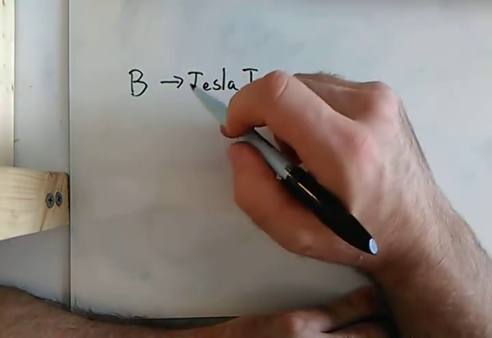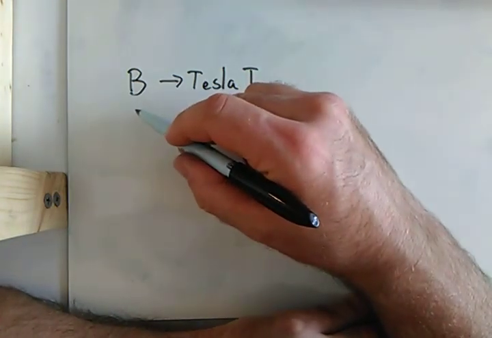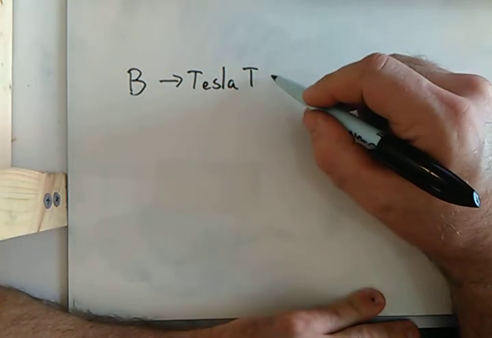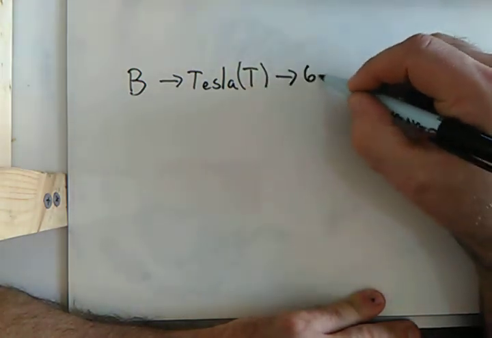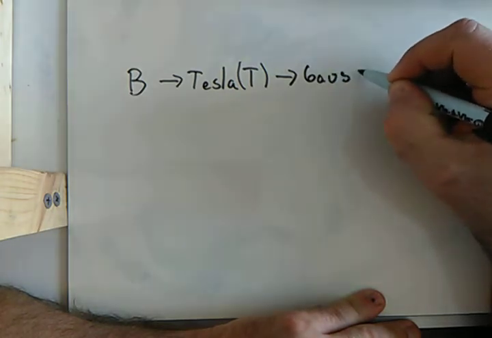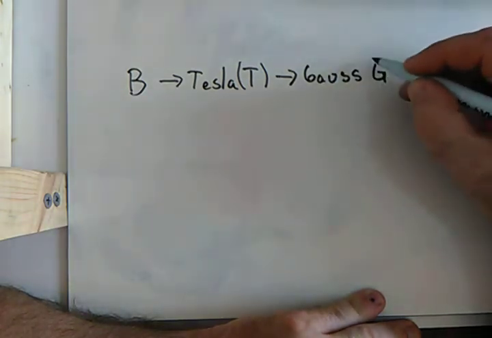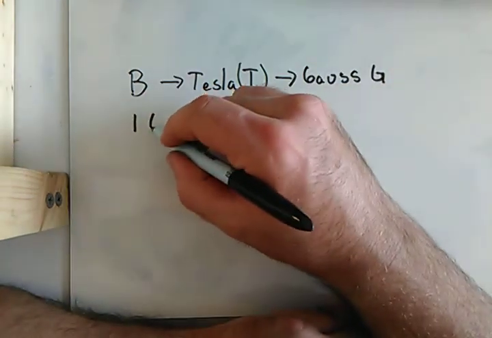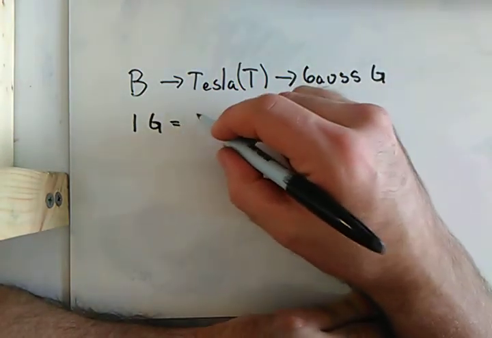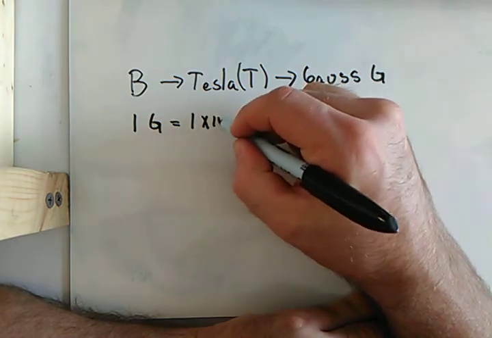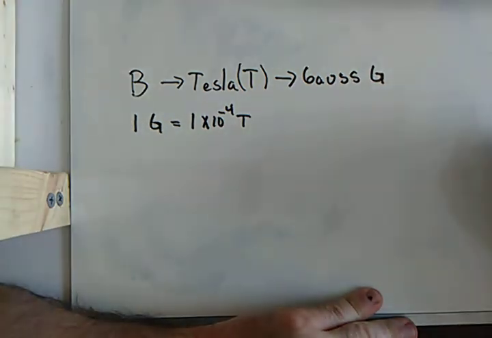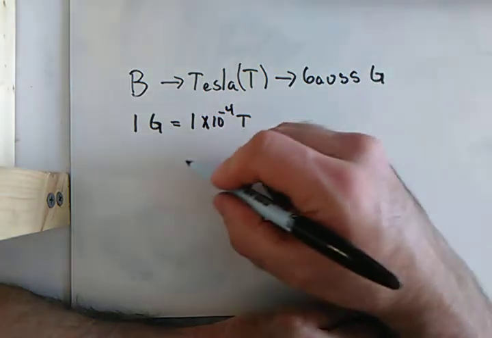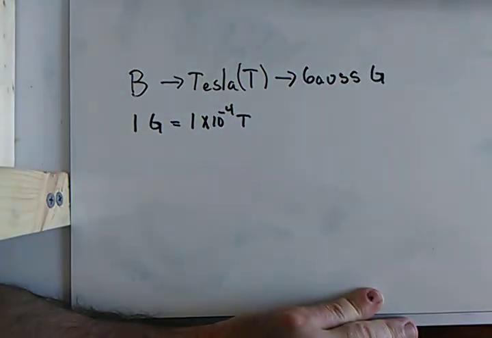And the Tesla is a very large unit, so sometimes we use something called a Gauss, okay, G, and 1 Gauss is equal to 1 times 10 to the negative 4th Teslas. To gain perspective, the magnetic field of the Earth is about 0.5 Teslas.